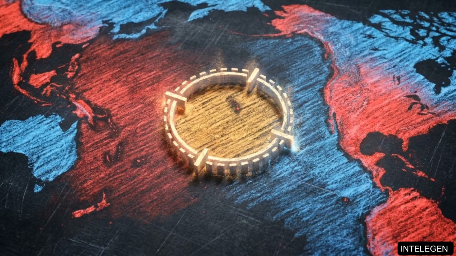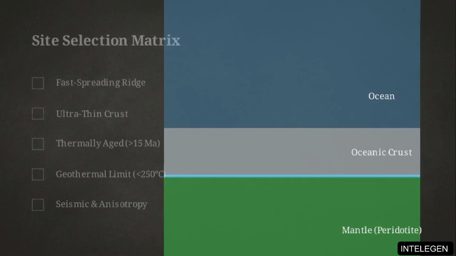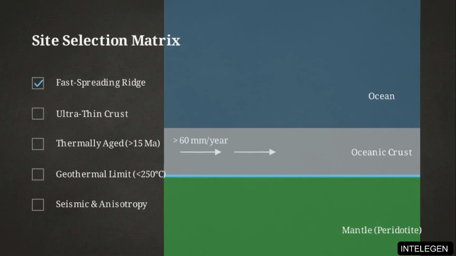Piercing the Moho requires finding a specific thermodynamic Goldilocks zone in the ocean to avoid the thermal wall that halted the Kola project. Selecting this site involves a rigorous matrix of 5 geological prerequisites. First, the crust must have formed at a fast-spreading ridge, greater than 60 millimeters a year, to ensure structural uniformity. Second, it must be ultra-thin, with a total crustal thickness of under 6 kilometers. Third, the lithosphere must be thermally aged over 15 million years.